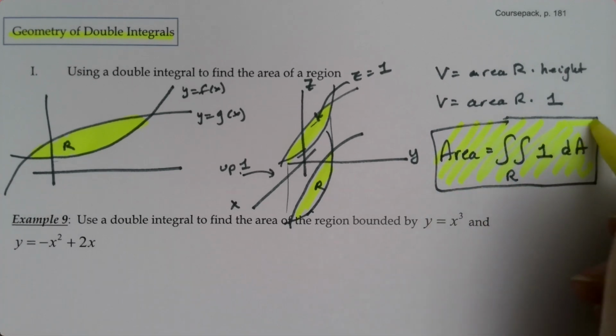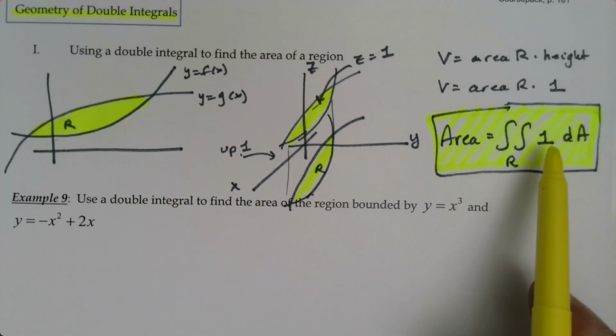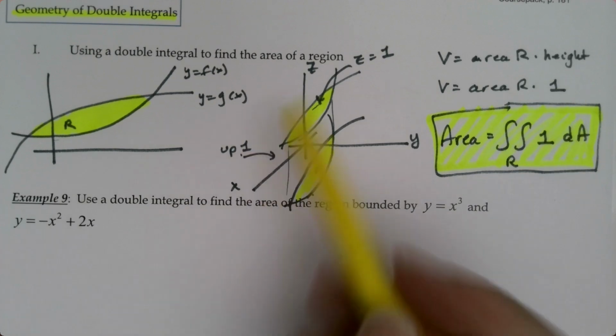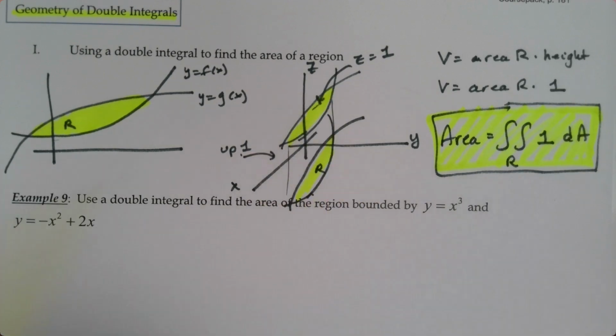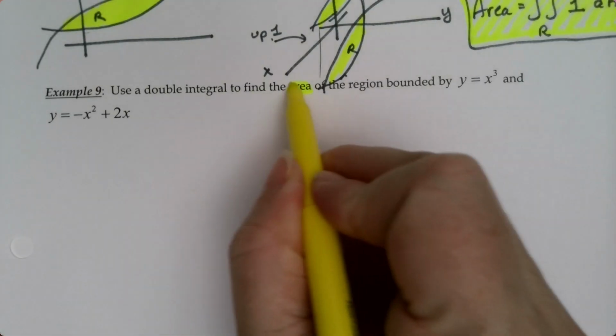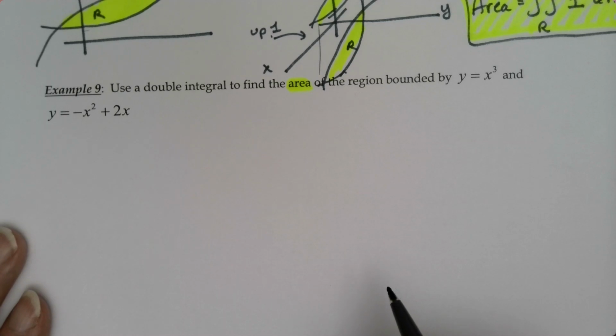So very key to note that if you want the area, you can take the double integral of 1, and that would work because 1 would be your height of this plane. In other words, this little flat disk doesn't have any volume, so its volume is its area. Nice. All right, so let's use that to find the area of the region bounded by y equals x cubed and y equals negative x squared plus 2x.